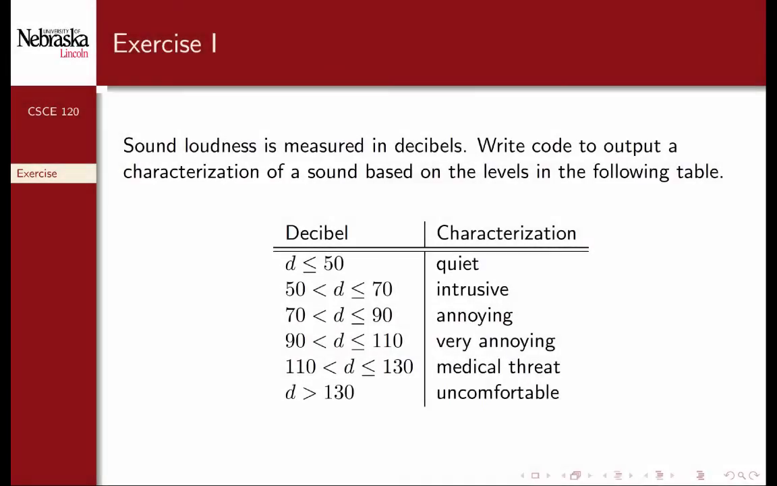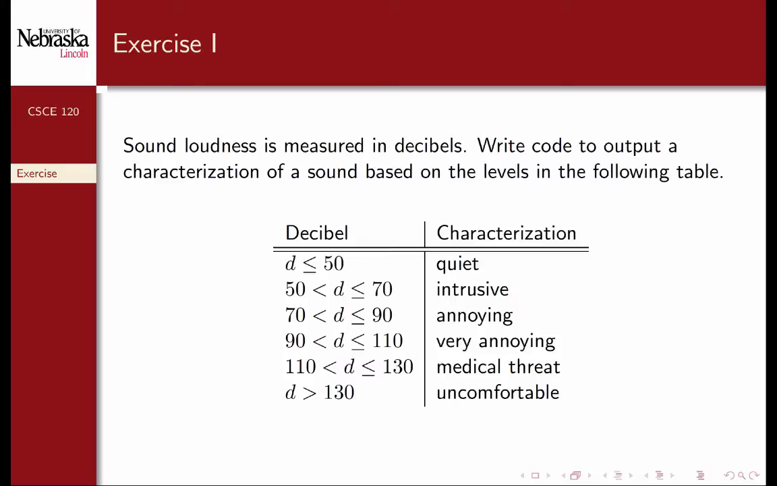Now let's put our new skills to work to perform an exercise. Sound loudness is measured in decibels. We're going to write some code to output a characterization of a sound based on the levels in the following table. For example, if the decibel level is 50 or less, then the characterization is quiet. If it's greater than 50 but less than or equal to 70, then it's intrusive. If it is greater than 70 but less than or equal to 90, it's annoying, and 3 other categories.